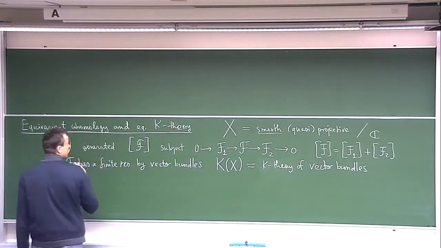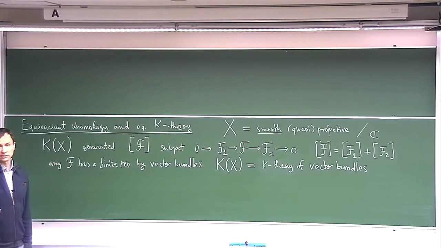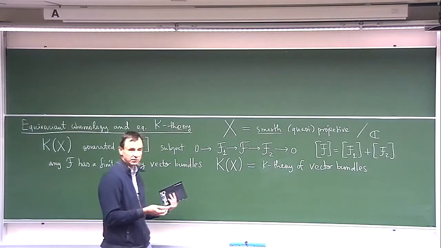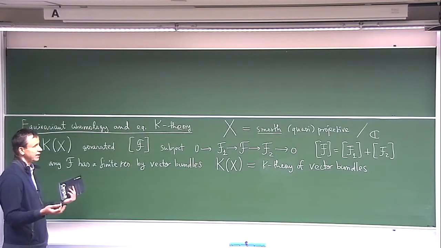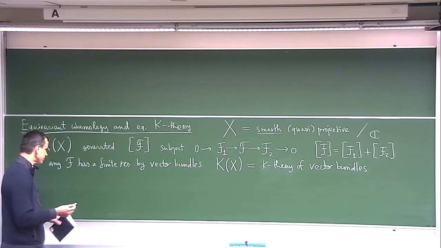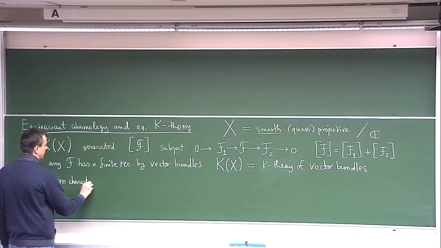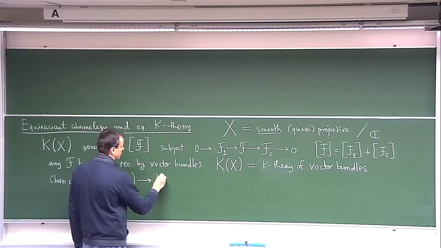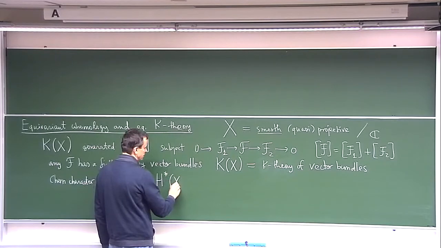And this is great for a number of reasons. For example, vector bundles have Chern classes. For a general coherent sheaf on some abstract variety, it's not clear how to define the Chern class, but vector bundles have Chern classes. So the theory of Chern classes gives us the Chern character, which is a map from K of X to cohomology of X with Q coefficients. On a smooth manifold, it doesn't matter if homology or cohomology.